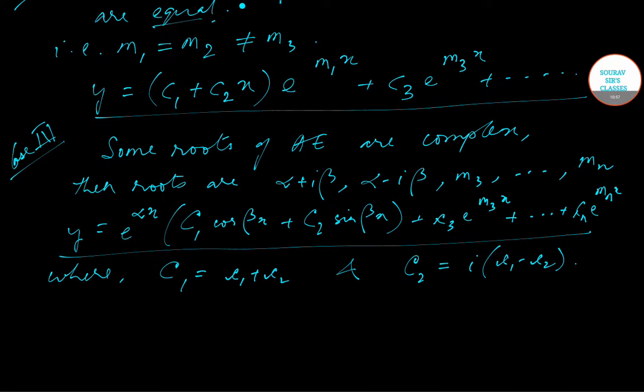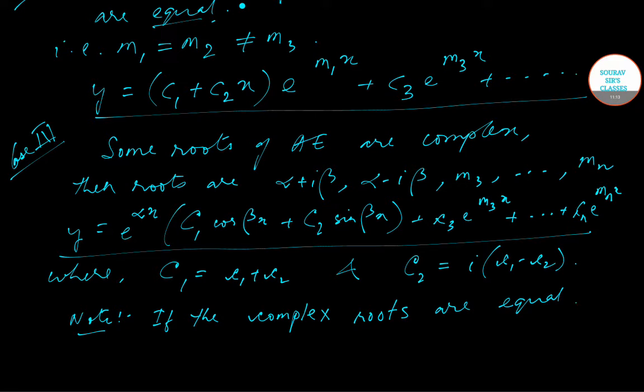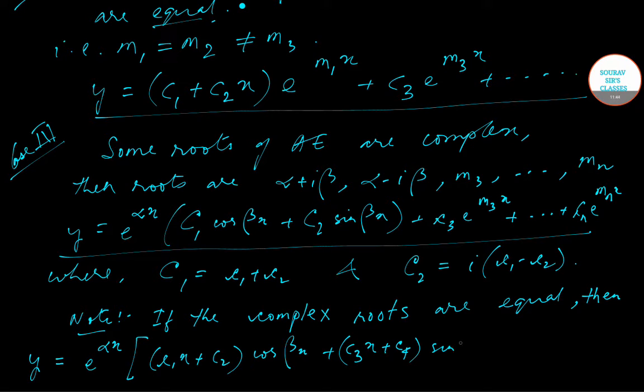Now there is another thing that needs to be noted down. If the complex roots are equal, then we'll have a complementary function of the format where y will be equal to e to the power alpha x into small c1x plus c2 into cos of beta x plus c3x plus c4 into sine of beta x, and plus this will go on up till cn into e to the power mn of x. So this will be another format of the complementary function.